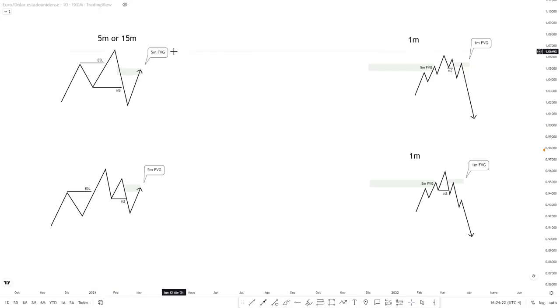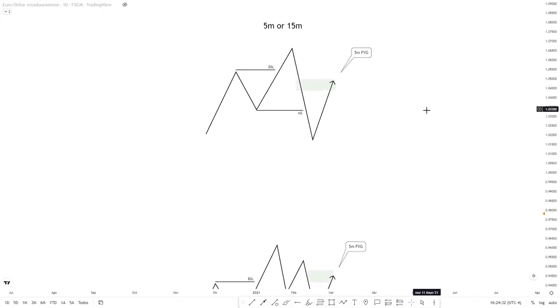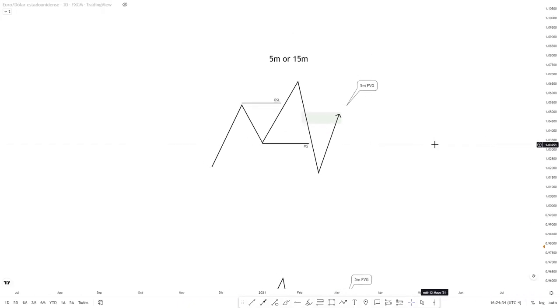And in a bearish scenario, this is exactly what we look for: a random buy side liquidity, then the 5-minute causing a market shift, and this is what you need to keep in mind. The fair value gap has to be created in the move that causes the market shift, whether it is in the 15, in the 5-minute, or in the 1-minute time frame.